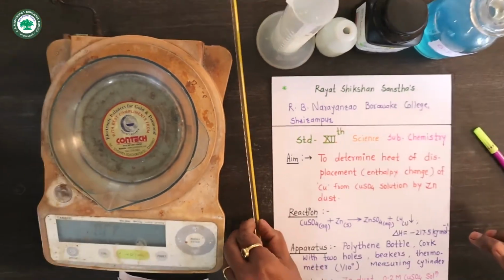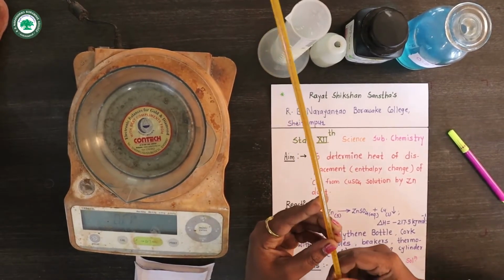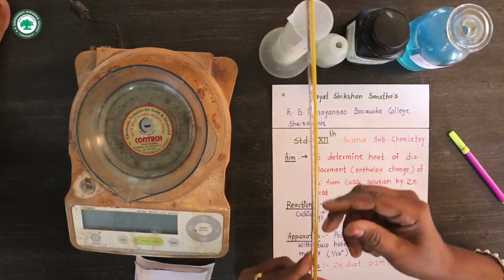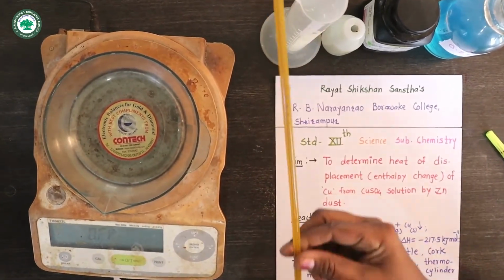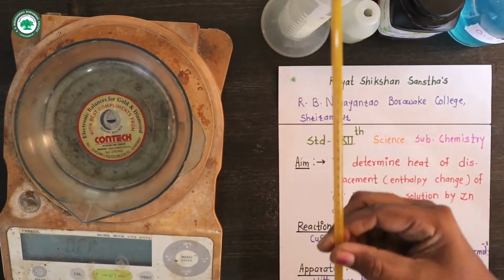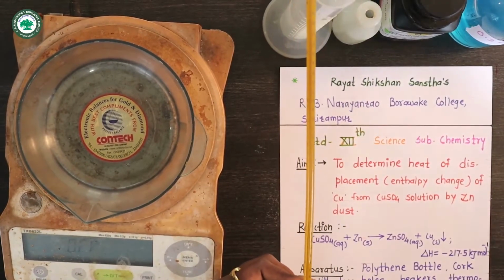And we are going to use a 1/10 thermometer for this experiment to measure the temperatures of the solutions to calculate the enthalpy change of the solution.